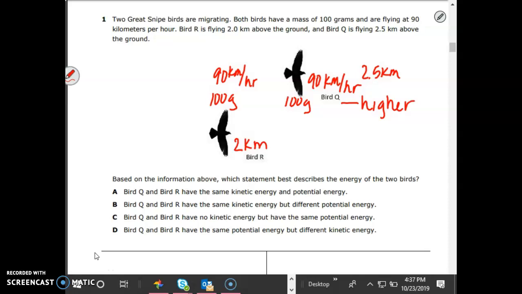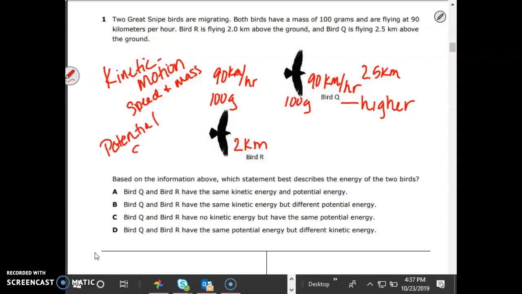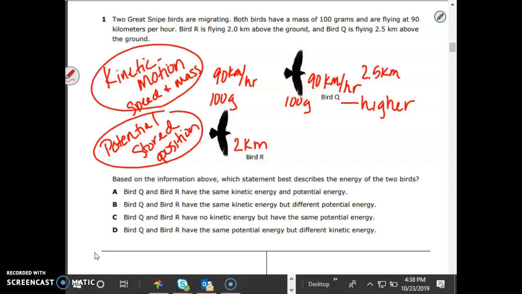Based on the information above, which statement best describes the energy of the two birds? Well, the two types of energy we talked about are kinetic, which is energy in motion that comes from both speed or velocity and mass, the two things that affect your kinetic energy. The other type of energy is potential energy, which is stored energy due to position. So those are your two types of energy.